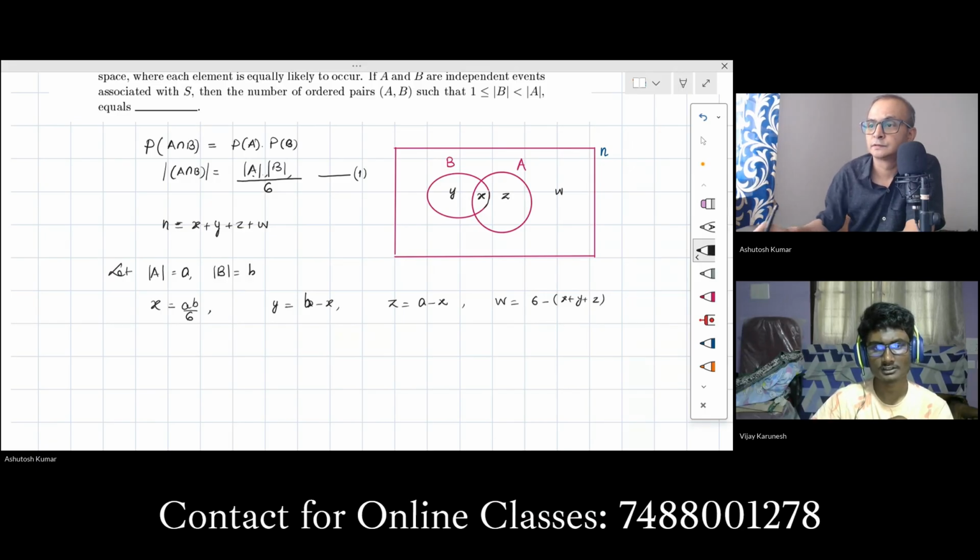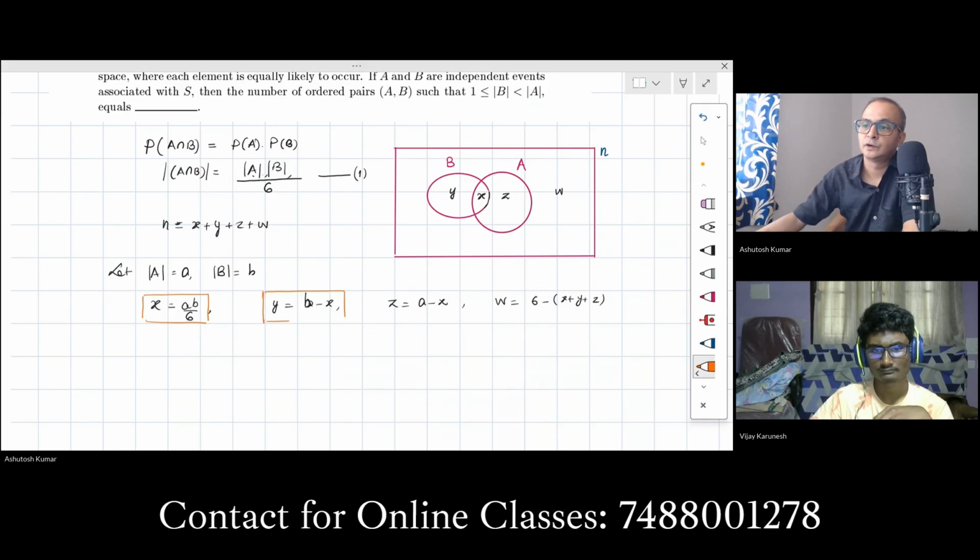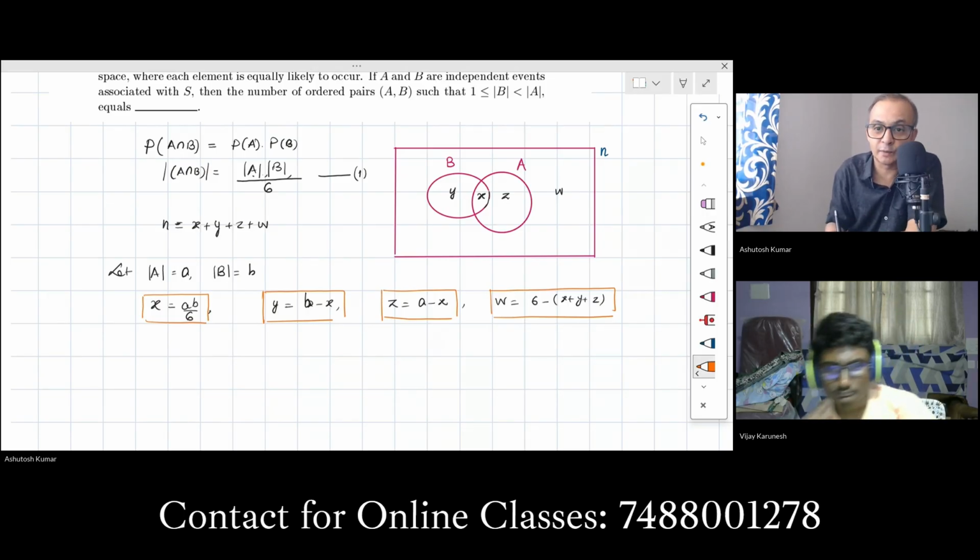Now the idea is that these are the placeholders. Let me just mark it. These are the placeholders of such non-overlapping areas. We distribute these 6 numbers among them and find the number of ways of distributing the 6 members, and then automatically we can find the number of such ordered pairs AB that we have.